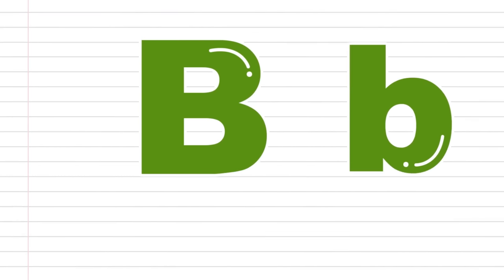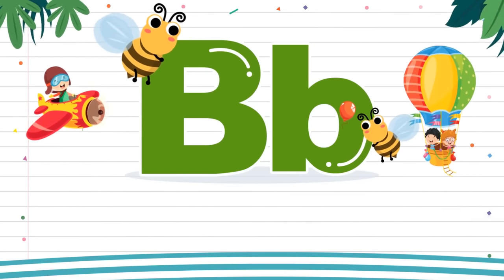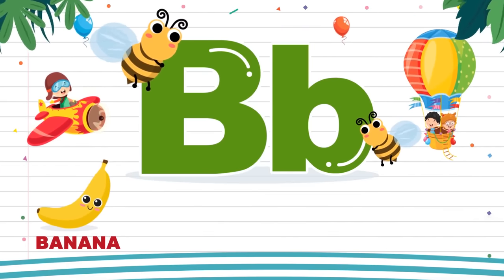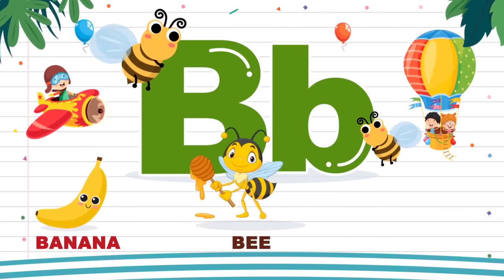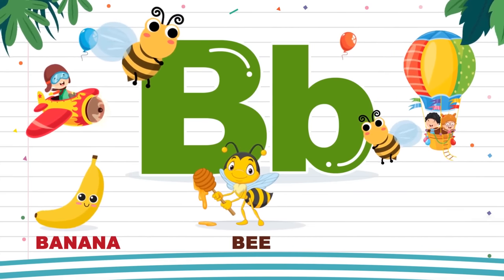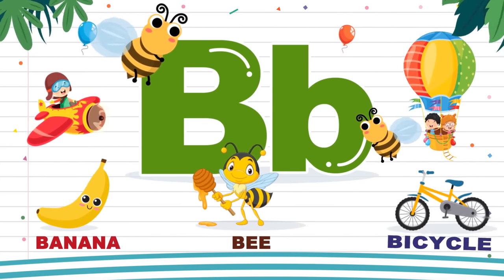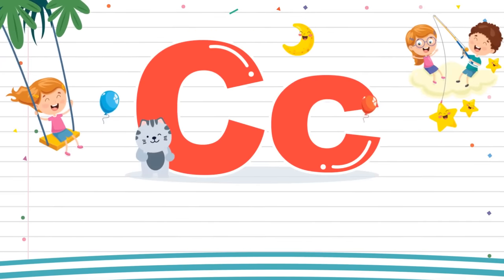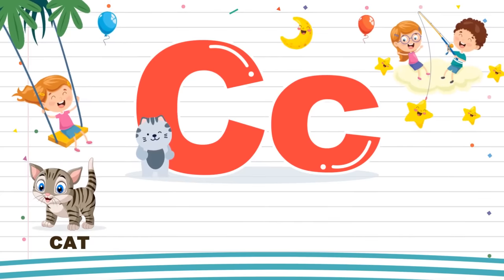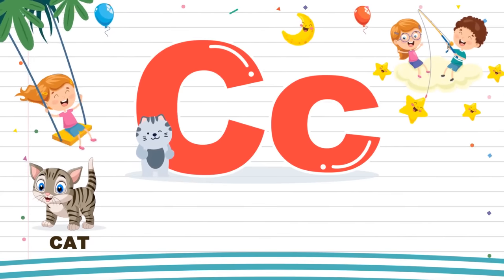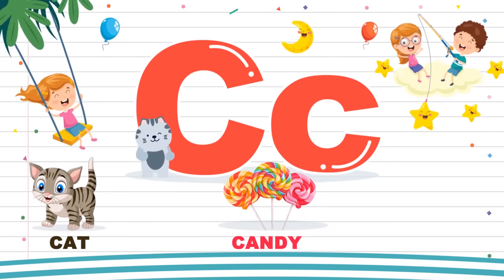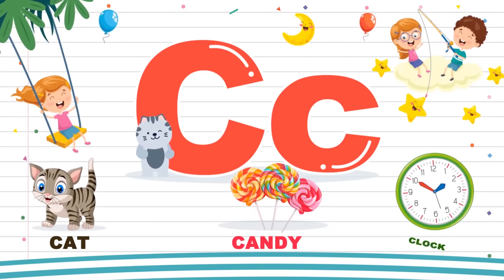B. B is for banana. B is for bee. B is for bicycle. Wow! C. C is for cat. C is for candy. C is for clock.